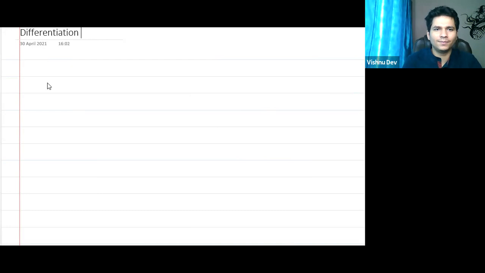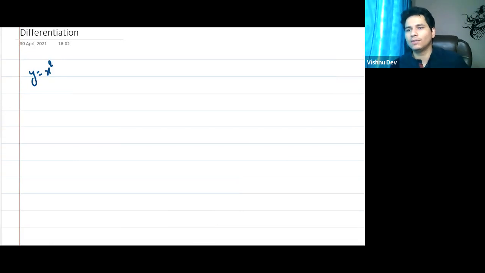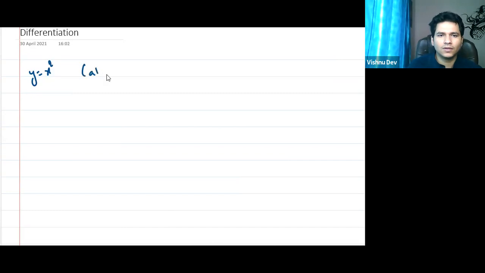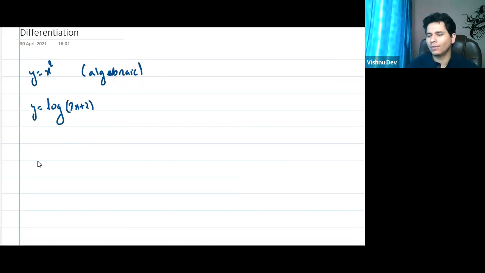Now, if we talk about y is equal to x squared, this is an equation, yes or no? But my question is, what kind of equation? This is an algebraic equation. If I'm asking you y is equal to log of 3x plus 2, is this an equation? Whenever there's an equality sign, it is an equation. But what kind of equation? That is a logarithmic equation.